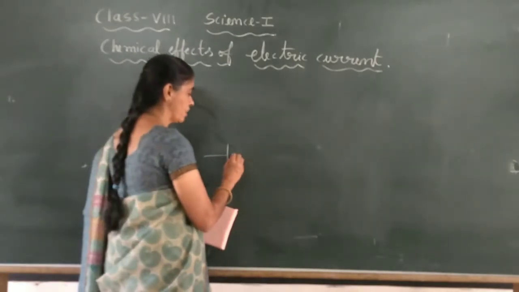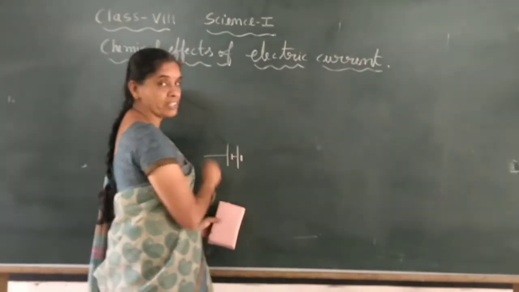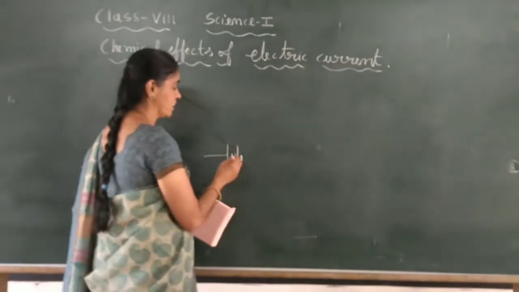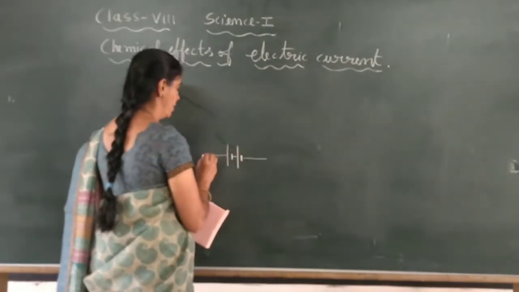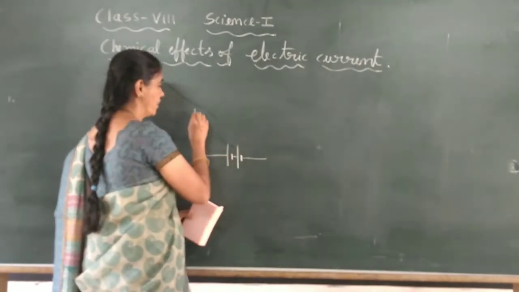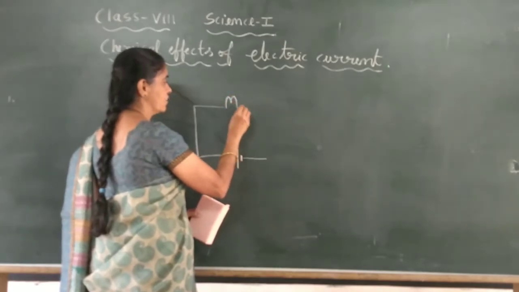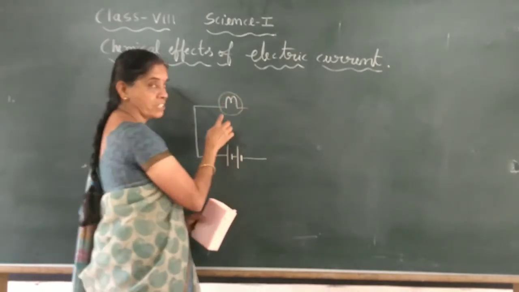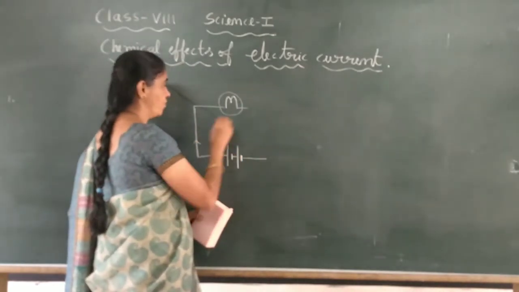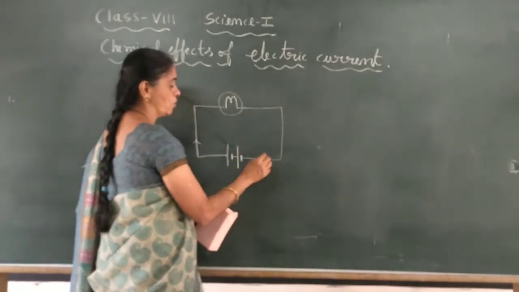To get more current, sometimes you need to use two or more cells together, which is called a battery. A battery is nothing but a group of cells, so you will get more current and can see the effect properly. This is the wire. Symbolically we represent the circuit this way, and to see whether electric current is flowing or not, you can use the bulb. When current flows, it will glow, and the circuit should be a complete closed path.